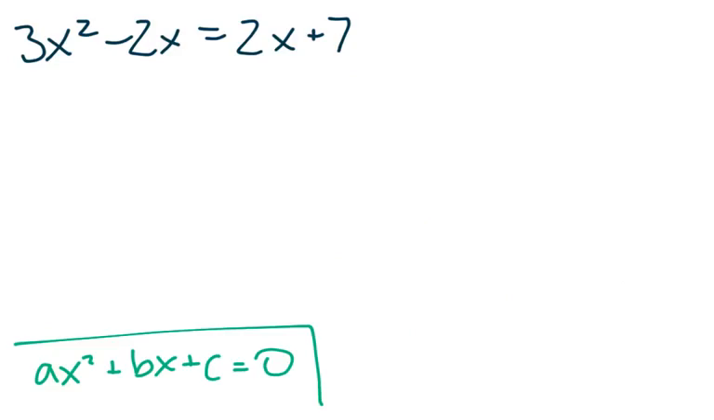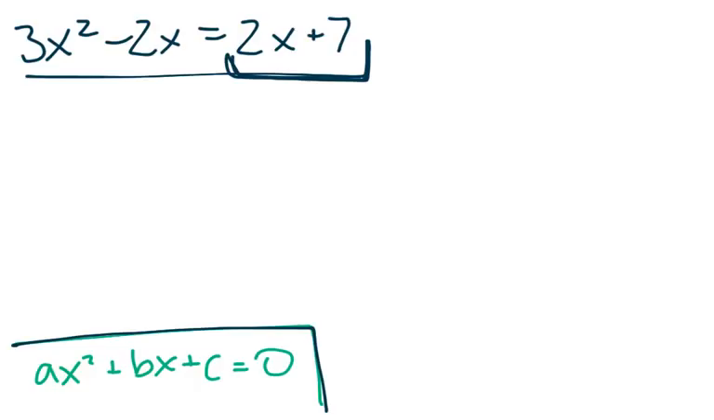Let's begin by rewriting our equation up here in this format down here, in standard format for a quadratic. So let's move our values on the right side of the equation to the left side so that we have a statement that is equal to 0. If we subtract 2x from both sides, that gives us 3x squared minus 2x minus another 2x is going to give us minus 4x equals 7.